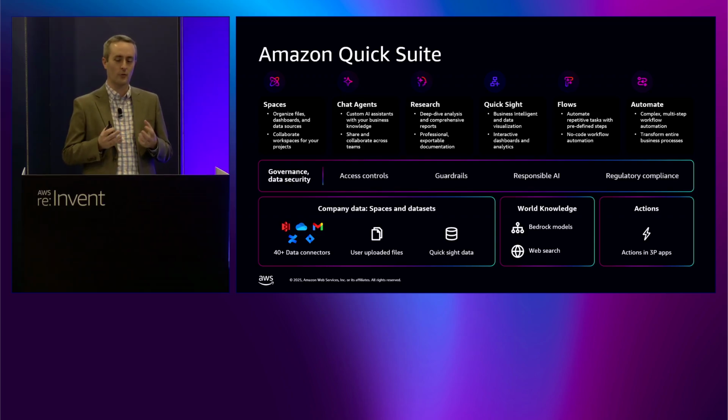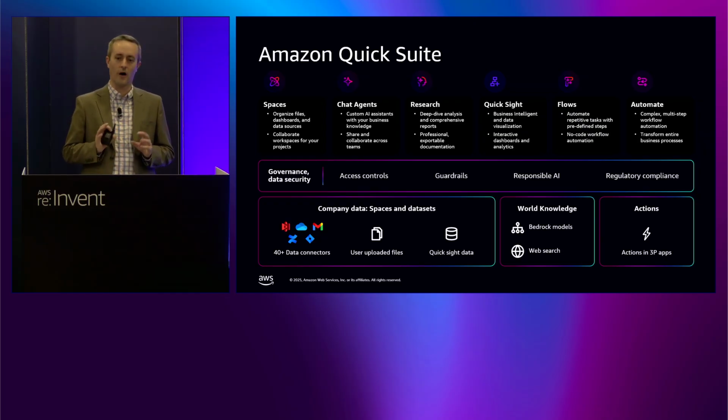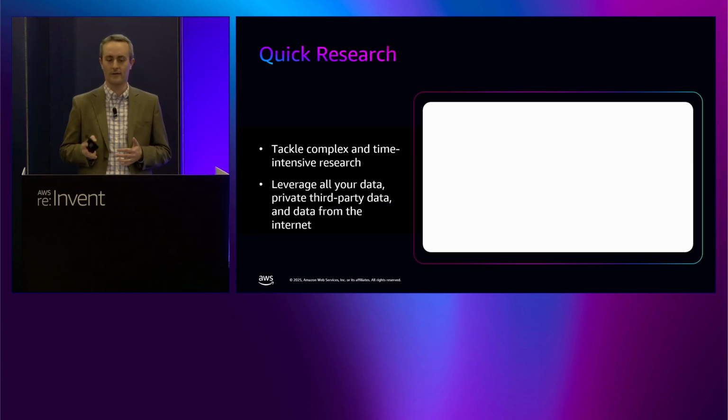Research is the part of Quick Suite that I work on. This is a deep research tool that works across your company data, external data. We will talk about that a little bit more on the next slide. Quick Sight is a tool for visualizing your data, creating and sharing dashboards. Quick Flows is a feature that allows you to automate certain repetitive tasks that you might have. So preparing for meetings, creating to-do lists, things like that. And Automate is a solution for automation of complex business processes.